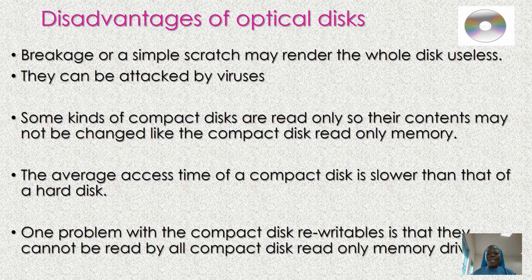The average access time of a compact disk is slower than that of a hard disk, meaning that if you want to access information, when I have a hard disk and you have a compact disk, I may access data so quickly, and you who have a compact disk may delay for a short time. So I may be faster than you. One problem with the compact disk rewritables is that they cannot be read by all compact disk read-only memory drives.